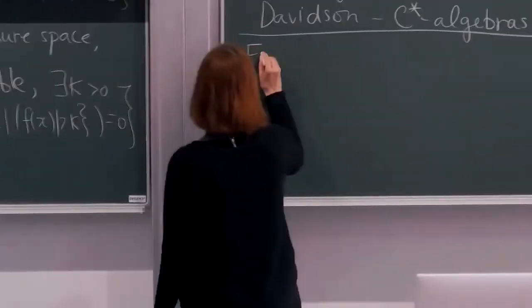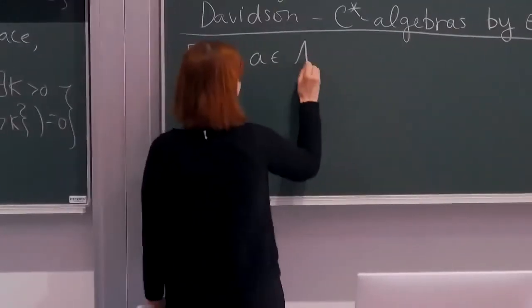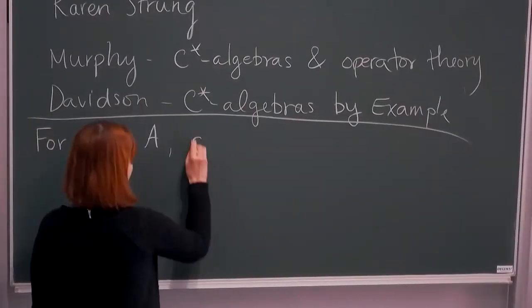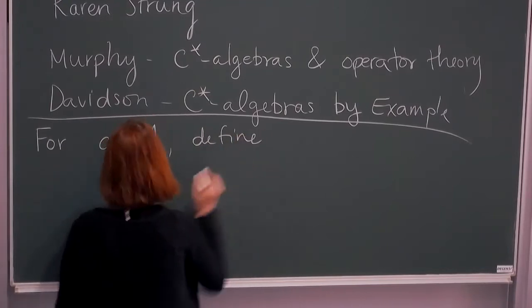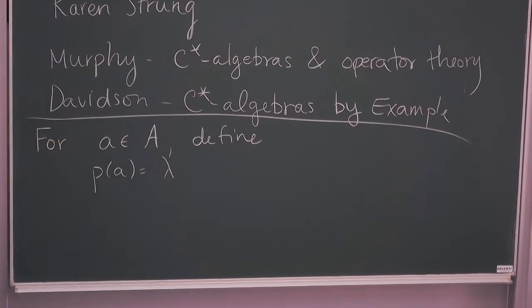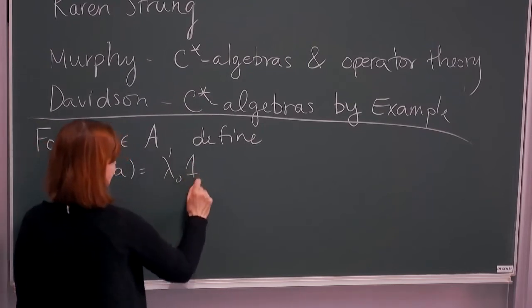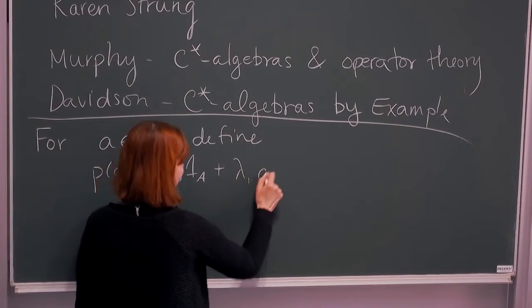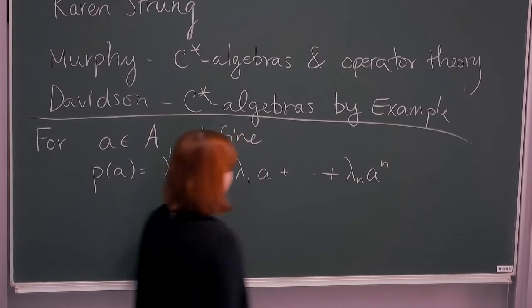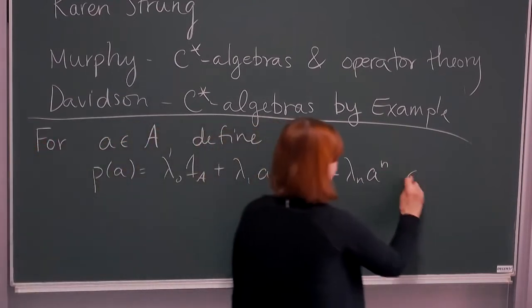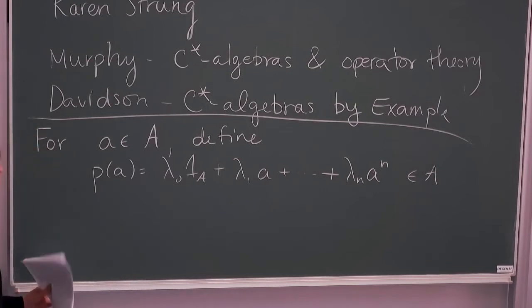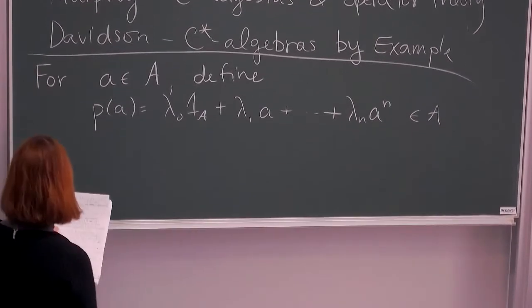If we have such a polynomial, then if A is a unital algebra, we can define the polynomial of A to be P(A) equals lambda 0 times the unit plus lambda 1 A, and so on. This makes sense. It's clearly an element in our algebra. And then we have the following nice spectral mapping theorem.